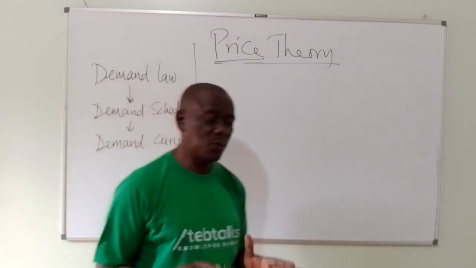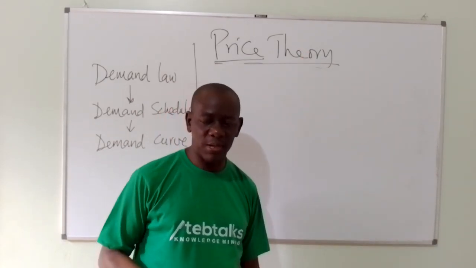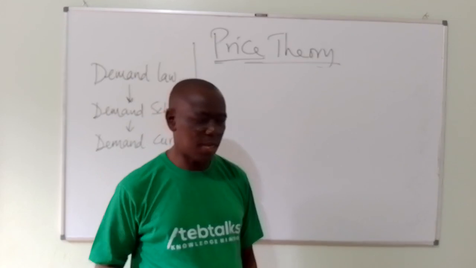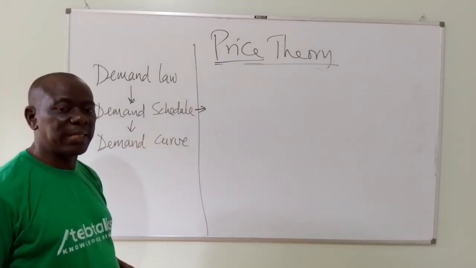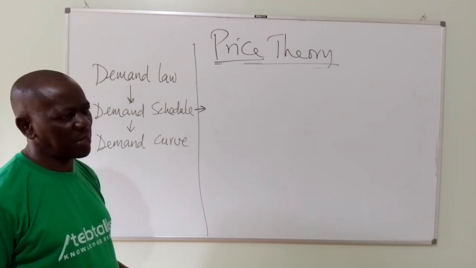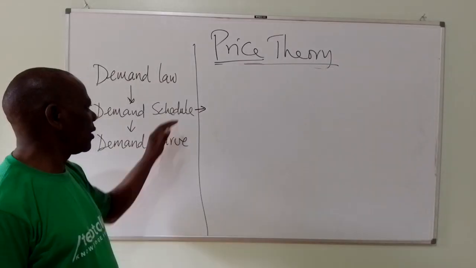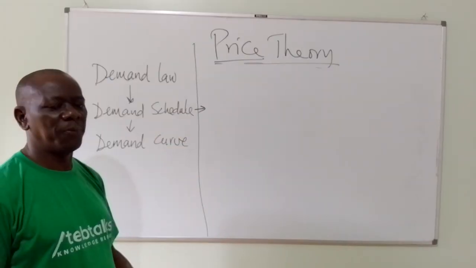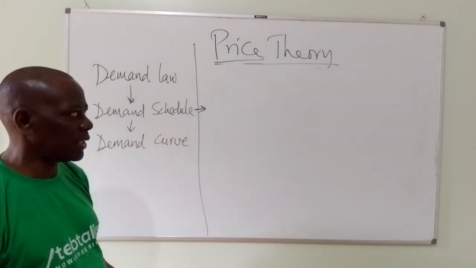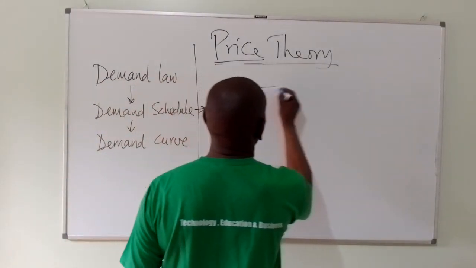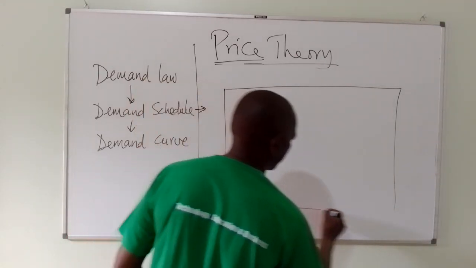We have already known what the demand law says. The higher the price, the lower the demand. The lower the price, the higher the demand. So when we come to the demand schedule, it is mathematical. Sometimes they say it is the tabular representation of the demand law. When you want to present the demand law in terms of figures, then we get what we call the demand schedule. And this is what we are likely to have as demand schedule.